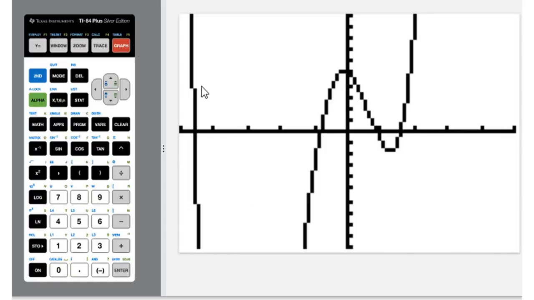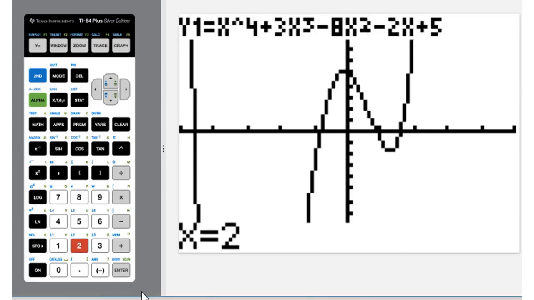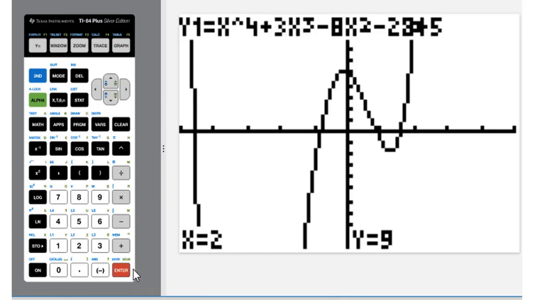Now let's go to C, find f of 2. We press graph, this is the graph for this function. I will put the trace, then put the 2, enter. You will get f of 2 equals 9.